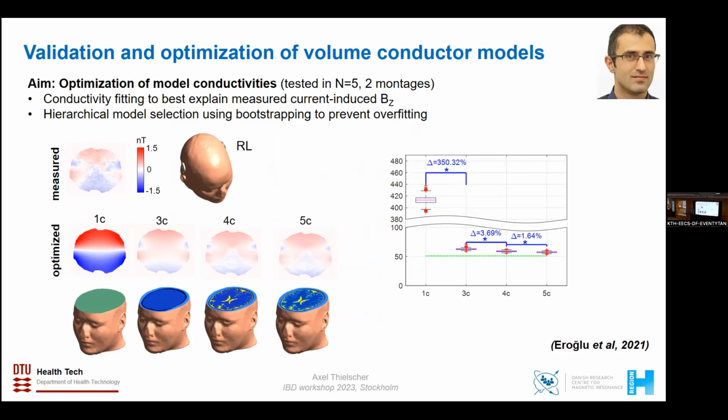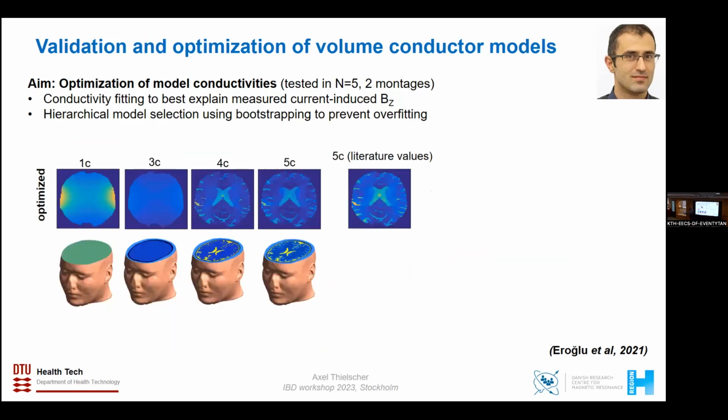I don't want to go too much into detail, but basically just pointing out that this would be the measured current-induced magnetic field, and by optimizing the conductivities, you can get apparently quite close with your simulated magnetic field to the measured one. So it seems that maybe optimizing the conductivities is not the worst. It is a good possibility here.